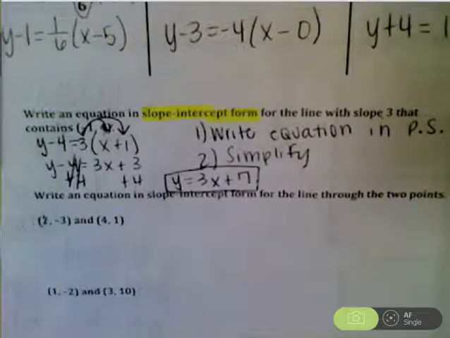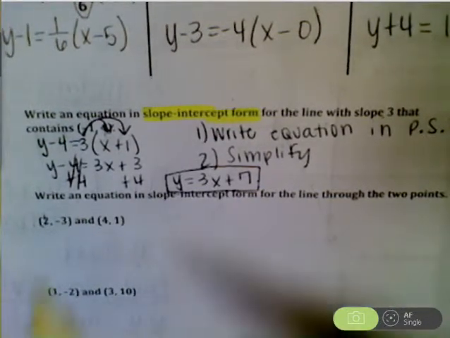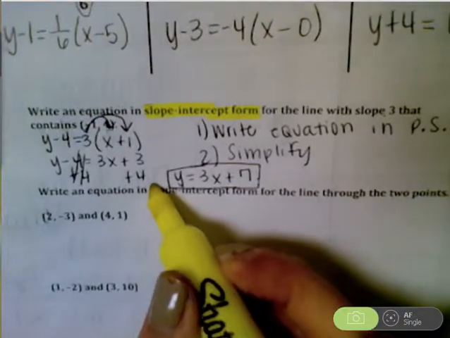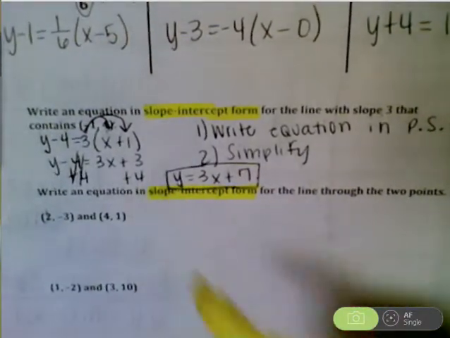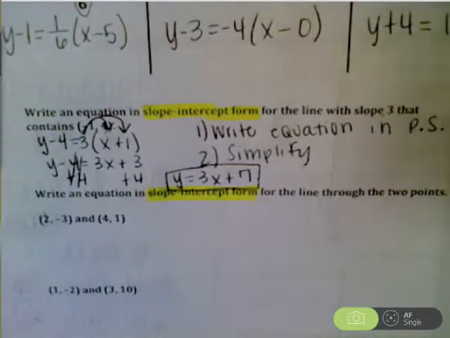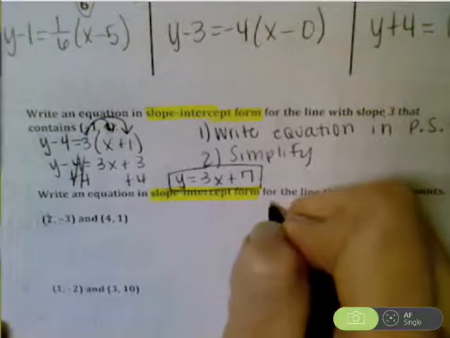All right, let's look at the next two. Write an equation in slope-intercept form. So we're still doing slope-intercept form for the line through the 2 points. Now, these two examples are a little bit different because we're missing 2 pieces of information. We're missing both the slope and the intercept. But we can find all that information really easily from the information given to us. The first thing we're going to do is find the slope.